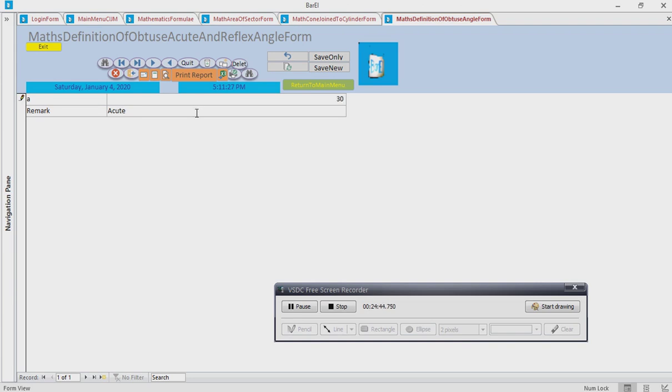Definition of obtuse and acute angles. If A is 30, then it's an acute angle. If it's 100, then obtuse. If it's 220, then it is a reflex angle.